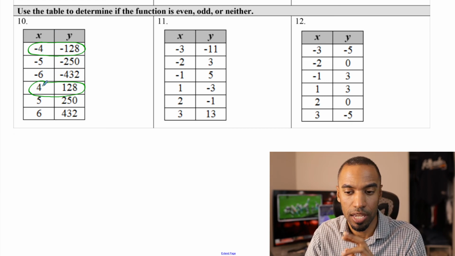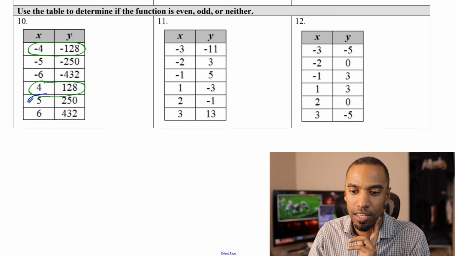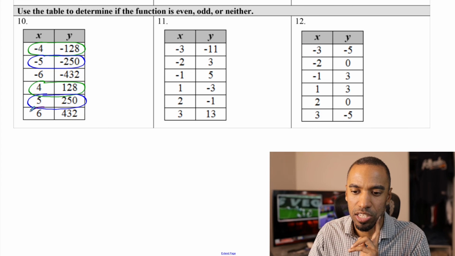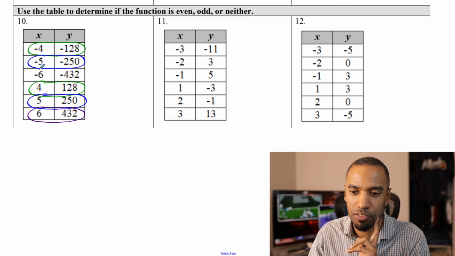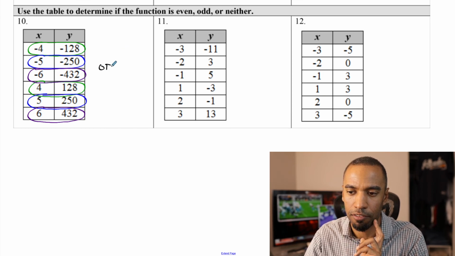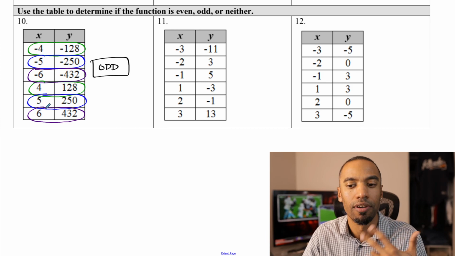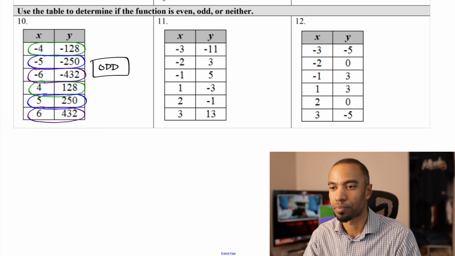Let's make sure all the others stay consistent. When I do 5, I get 250. Negative 5 better have negative 250. Yep, like an odd function. And then 6 gives me 432. Negative 6 gives me negative 432. All right, this is definitely an odd function. That's what odd functions do. The opposite x's give us opposite y's of whatever x, y we got.